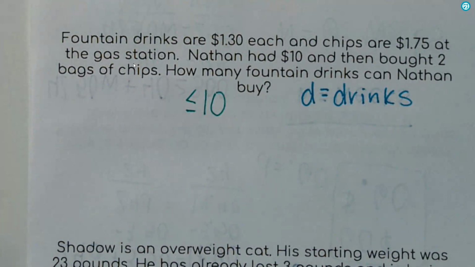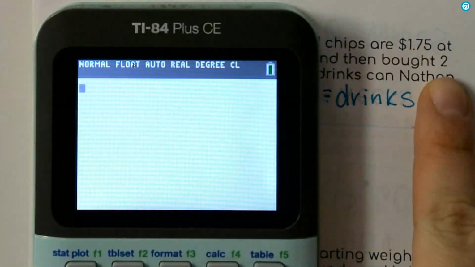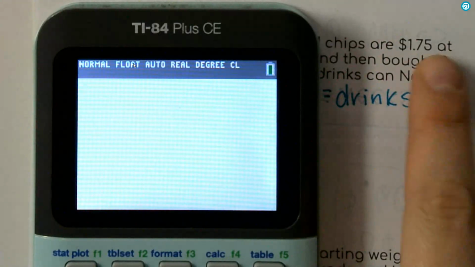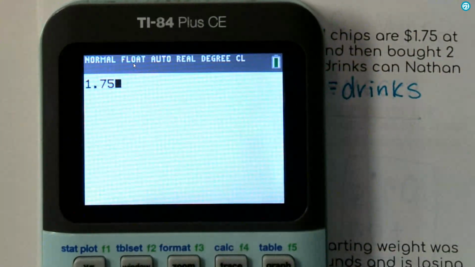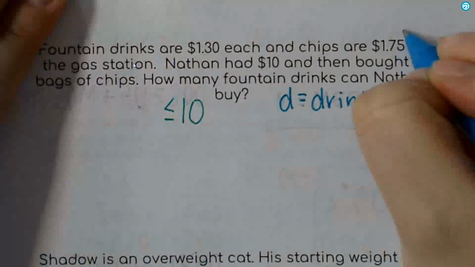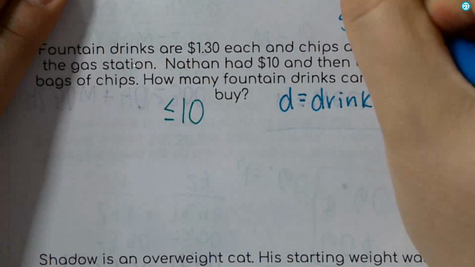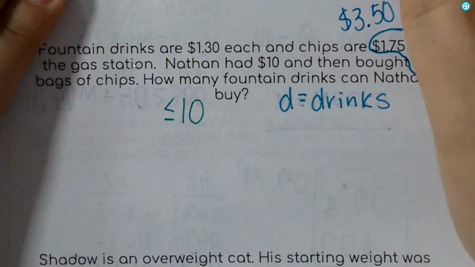And I've got one other thing. How much has he spent on chips? $3.50. That's not anywhere in my problem. Where'd you get that from, D? Because it said the chips are $1.75 each, and you bought 2 of them. Yes. So you've got to pay attention to little things like that. The chips are $1.75 each. He already bought 2 bags of those, so that's $3.50 already going to his total. So put a little note to yourself. I would circle these two numbers and say that he spent $3.50 on chips.